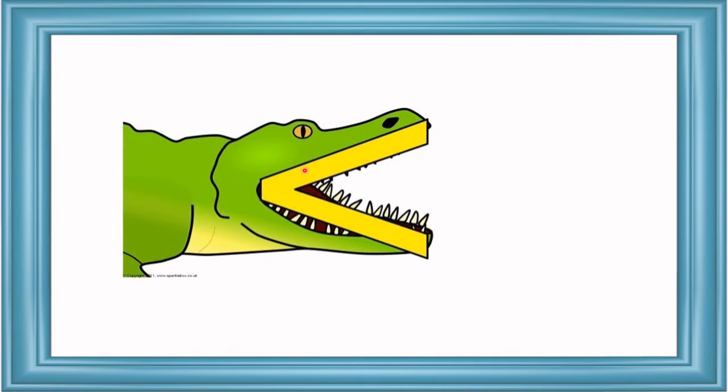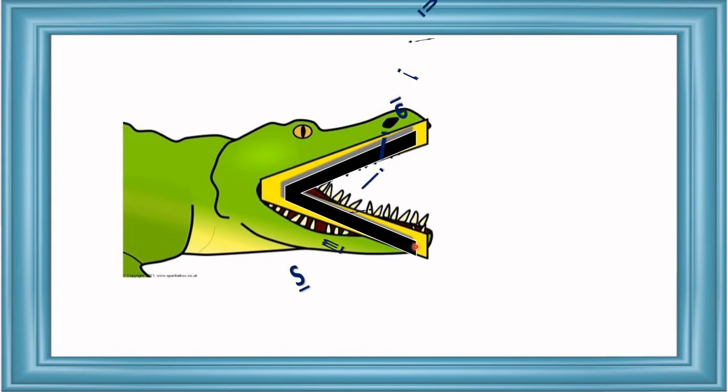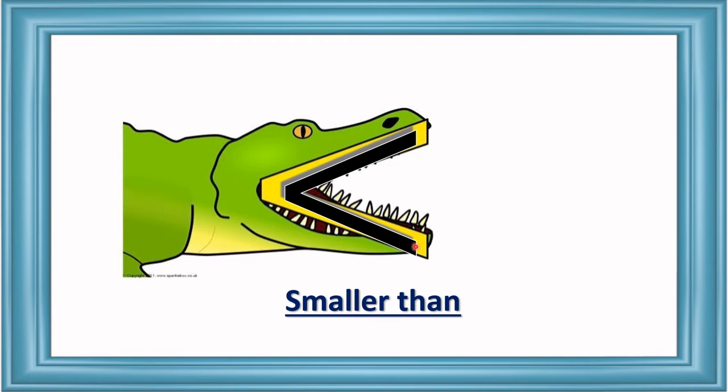Here you can see the crocodile and its open mouth. This is nothing but the smaller than symbol, or lesser than. Always on this side the first number will be there and on this side the second number. Okay. So the second number is greater and the first number is smaller. Children, the only thing you have to remember is that the open side of this symbol tells us about the greater number.